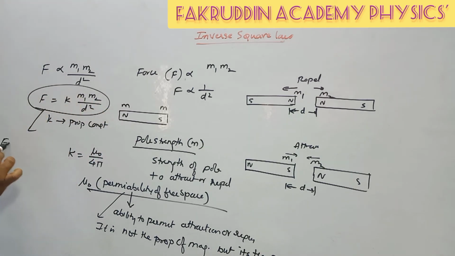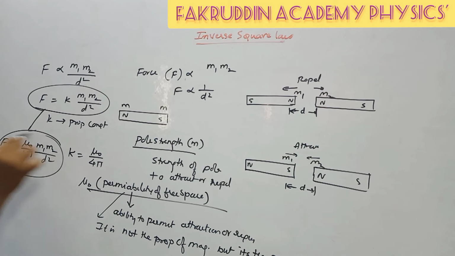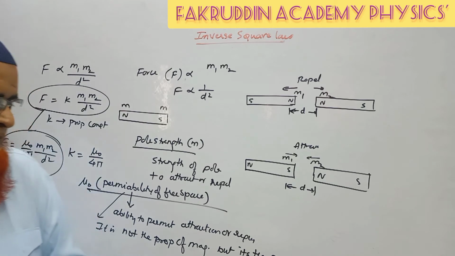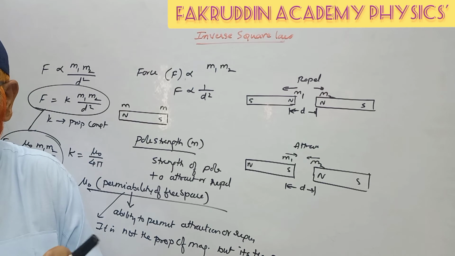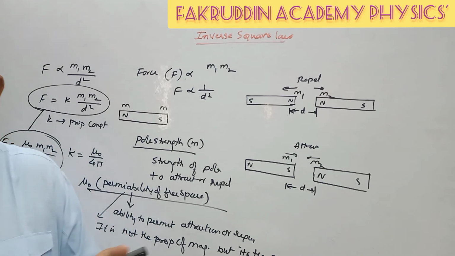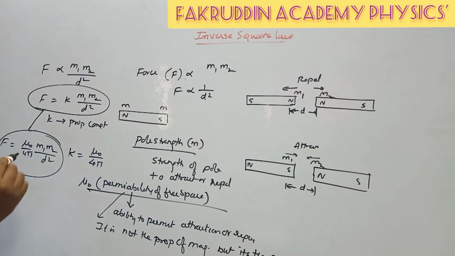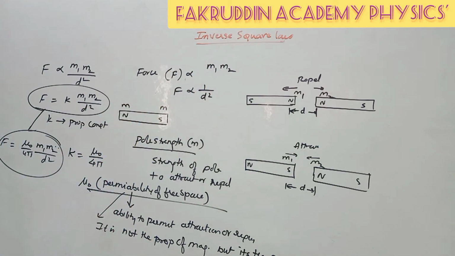So what is going to happen now? This gets converted to mu naught by 4 pi, m1 m2 by d square. So mu naught is the property of a medium. It is not the property of a magnet. Permeability is nothing but the ability to attract or repel. It is the property of a medium which allows attraction or repulsion. This is called the inverse square law explanation.